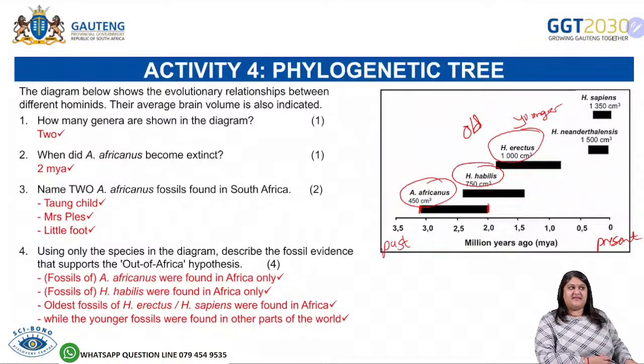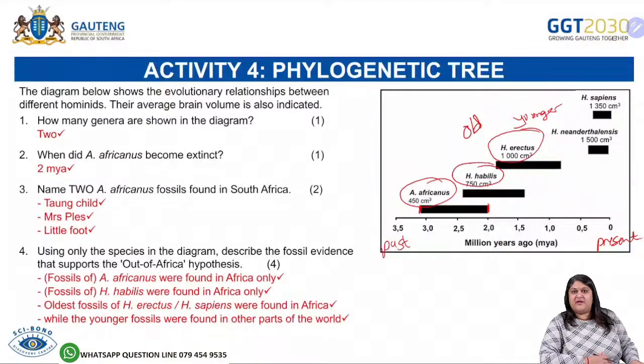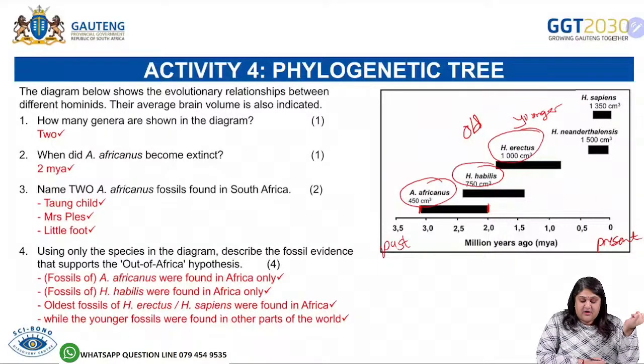And we don't mean old as in they've been lying around forever. We're talking about how many years ago they date them, right? The fossils. So how many years ago were they appearing in Africa or living in Africa? Okay, so that's what you say. They were found in Africa only. A africanus, H habilis found in Africa only. The oldest fossils of Homo erectus were found in Africa only, whereas the youngest were found in other parts of the world.